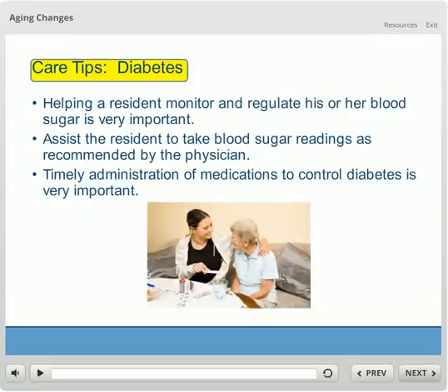Some care tips for diabetes. Helping a resident monitor and regulate his or her blood sugar is very important. Assist the resident to take blood sugar readings as recommended by the physician. Timely administration of medications to control diabetes is very important. Regularly and carefully check the feet of diabetic residents as high blood sugar can damage nerves and blood flow. Assist the resident to follow a prescribed diet as recommended by his or her physician or dietitian. Encourage physical exercise per the doctor's orders.